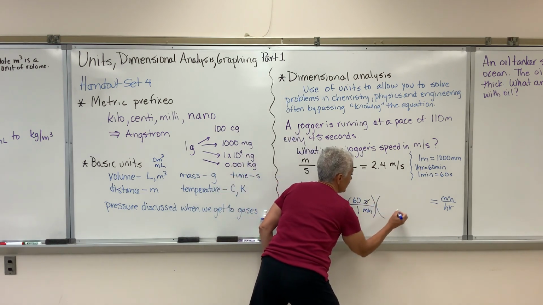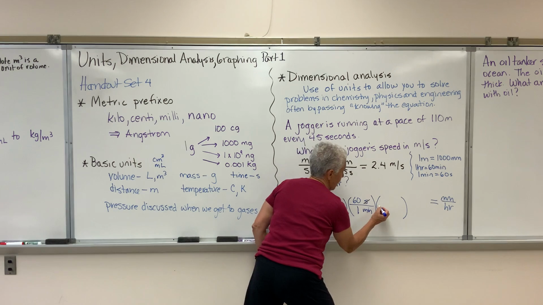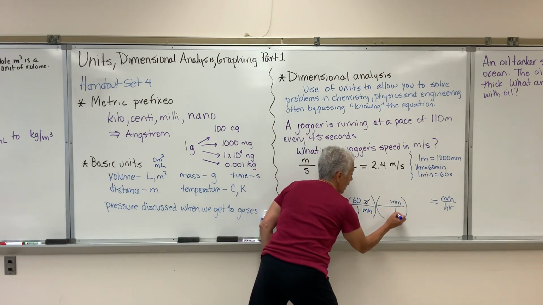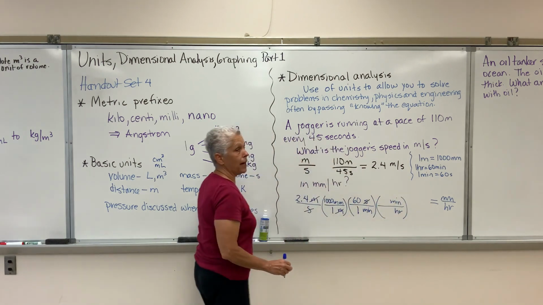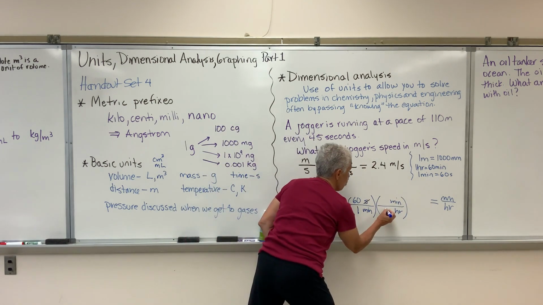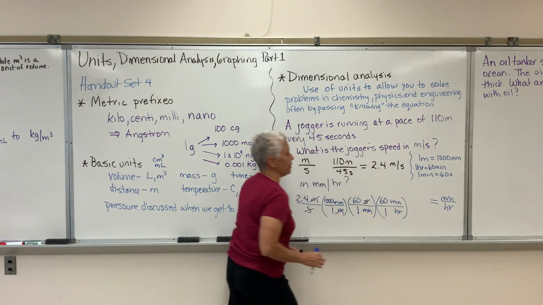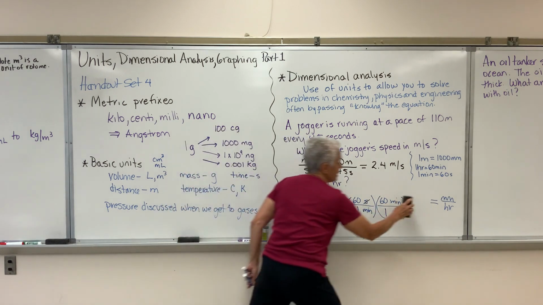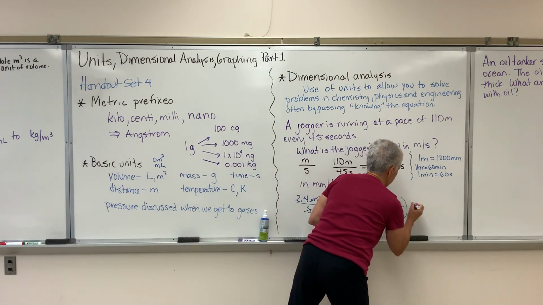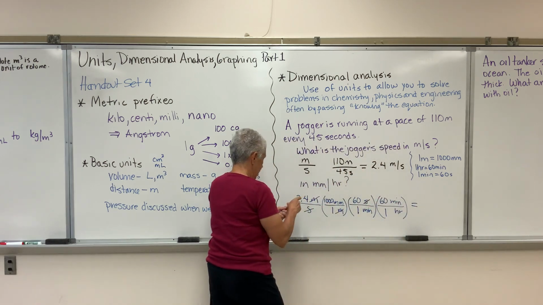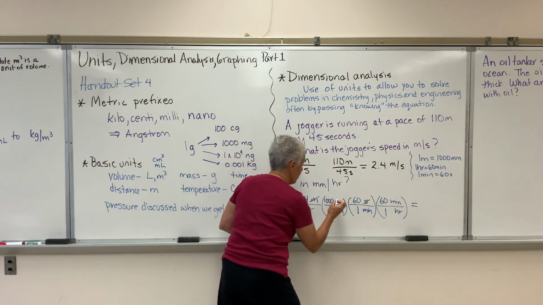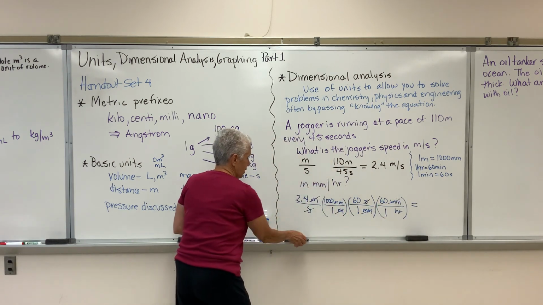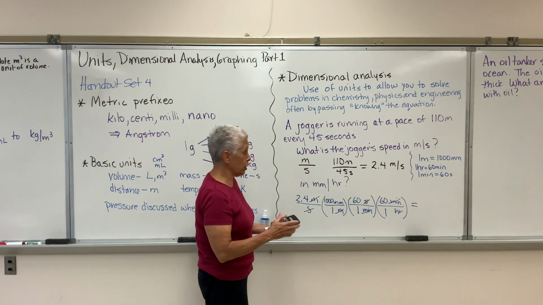So I'm looking at this in the setup. The minutes are on the bottom there, so I want the minute on top, and the hour is what I'm going to get in the bottom. And so I have 1 hour, 60 minutes, okay? And so when we clean this up, I notice that the units cancel out, so my minute cancels out with my minute there. And so I've got it all converted to the correct units.